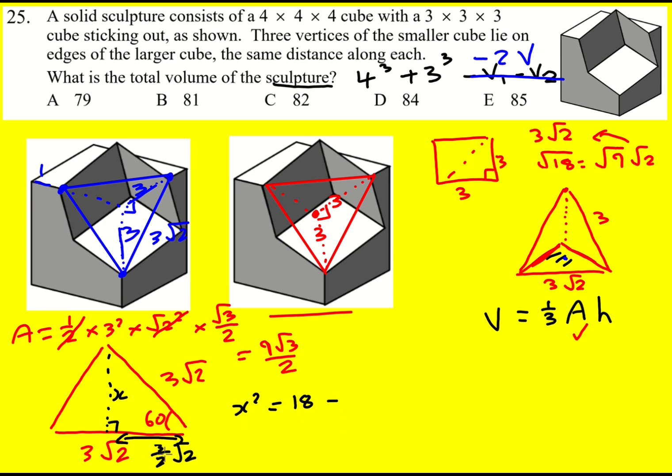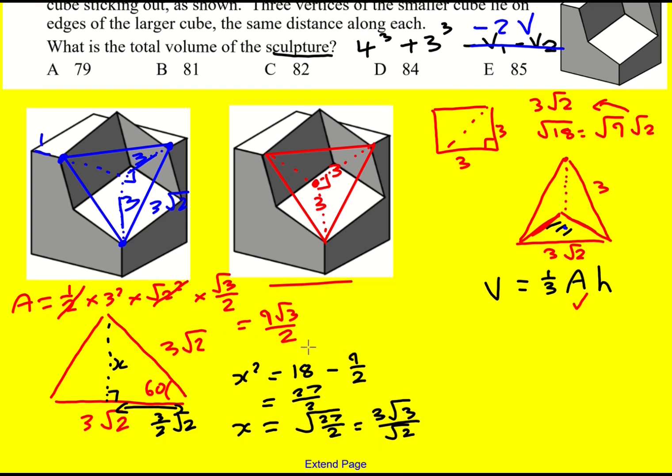Let me square them individually. 9 over 4 times 2 becomes 9 over 2. And that is 36 over 2 minus 9 over 2, 27 over 2. So x will become root 27 over 2, which I could write as 3 root 3 over root 2. And from that, we get the area of the triangle.